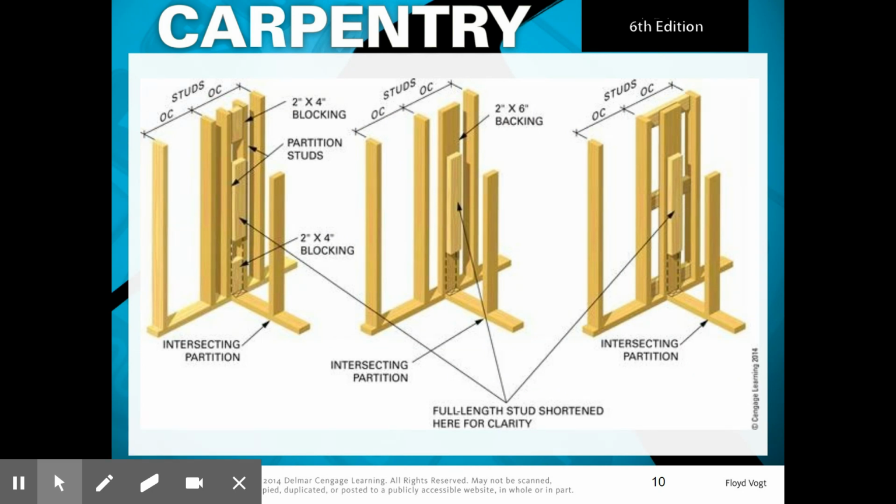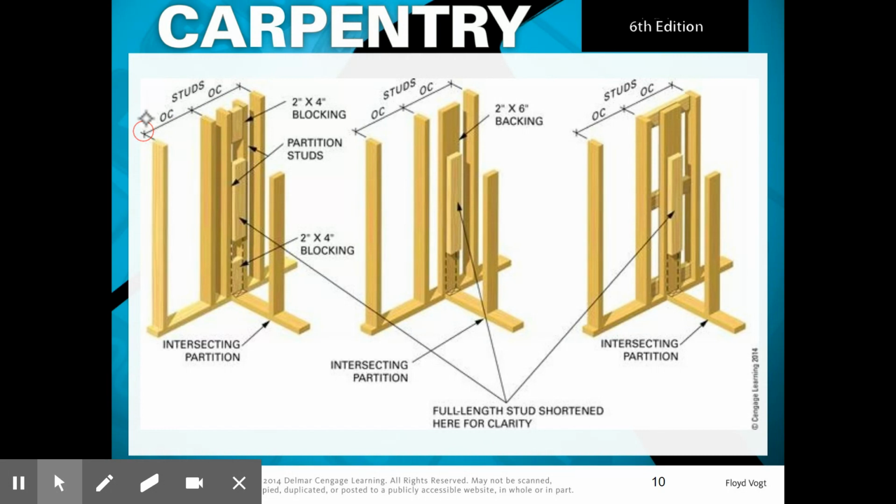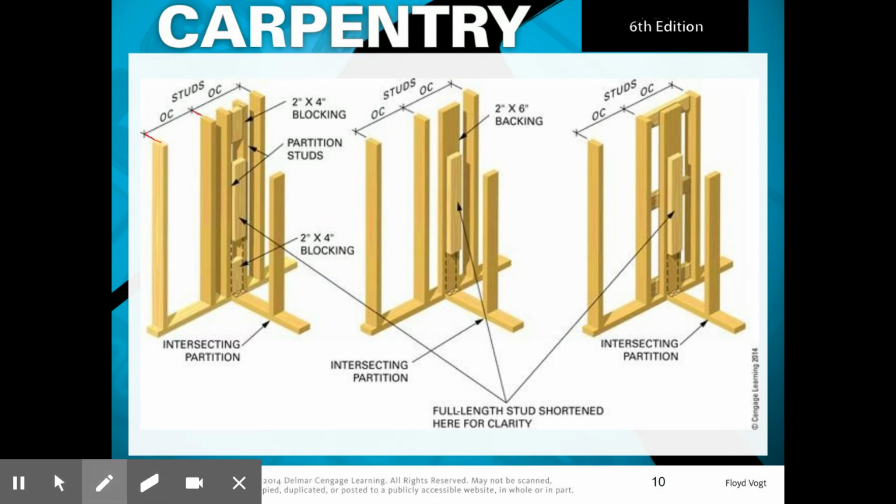So here we go, and these are examples of different ways that you can frame partitions. In this first one, we have our studs laid out. These are all on center, so 16-inch coming up. This partition happens to come in between them. So we have a 2x4 here, 2x4 here, and then we have 2x4 blocking here. So you can see this is very similar to one of the corners that we looked at.